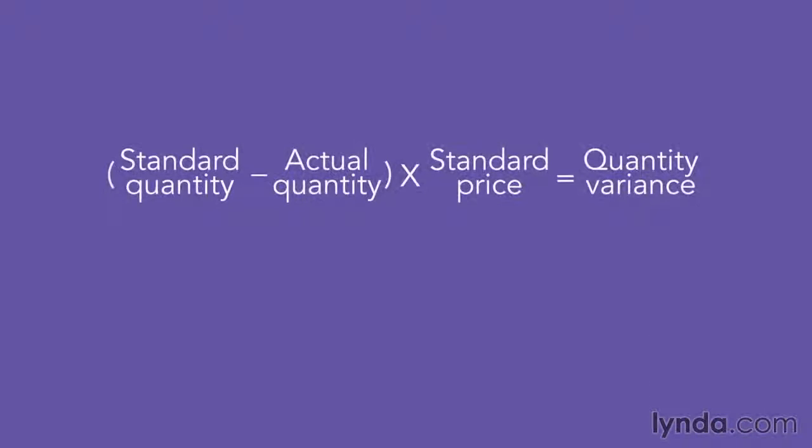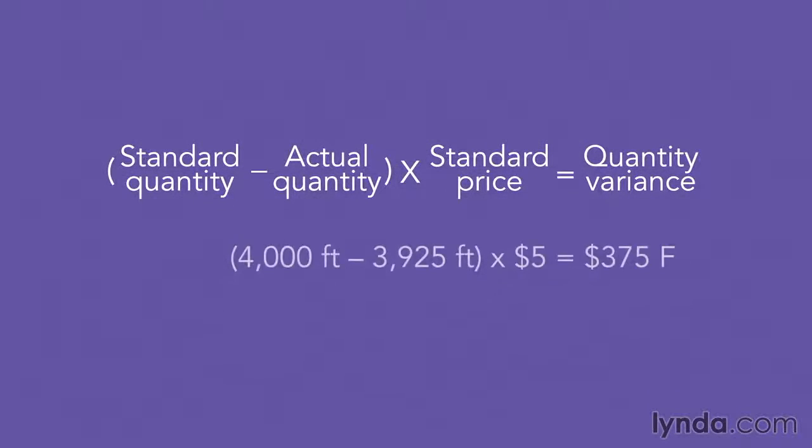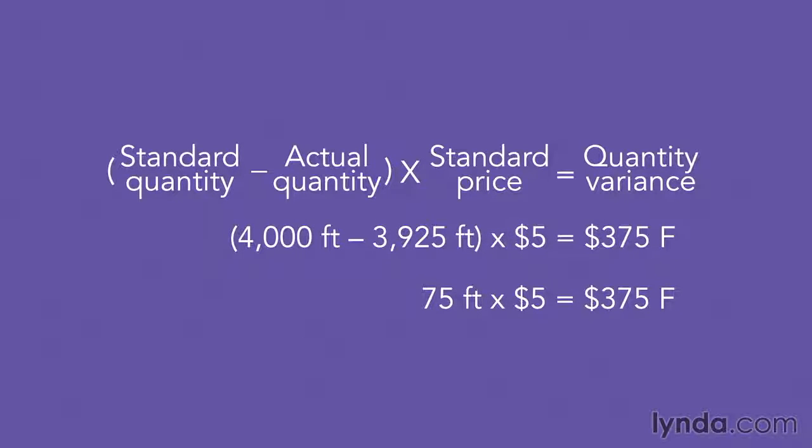The accountant will multiply this variance by the standard price for wood in order to account for this variance in the accounting system as follows. In the case of wood, the computation would result in a $1,500 unfavorable variance. The unfavorable quantity variance for wood indicates that the company used more wood than expected. Doing the same thing for fiberglass results in a $375 favorable variance, with the F indicating that the company used less material than was expected.